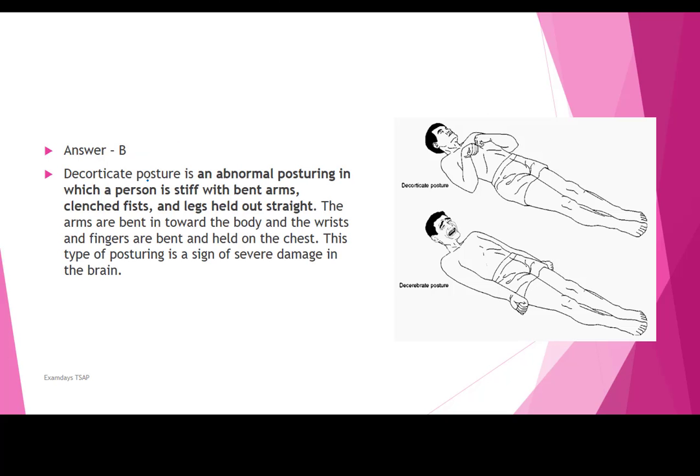So the decorticate posture is shown here. This is an abnormal posture in which the person is stiff with bent arms, clenched fists, and the legs held straight. The arms are bent towards the body, and the wrist and the fingers are bent and held to the chest. This type of posturing is a sign of severe damage in the brain.